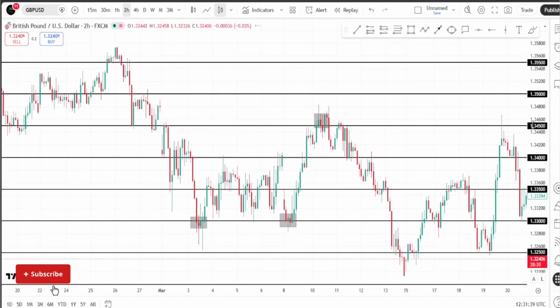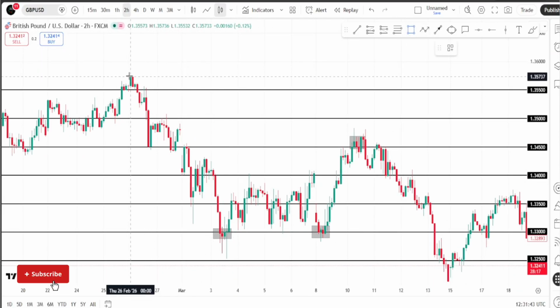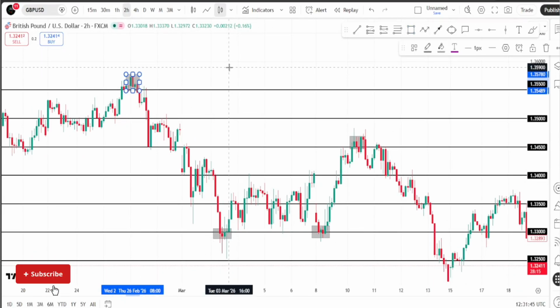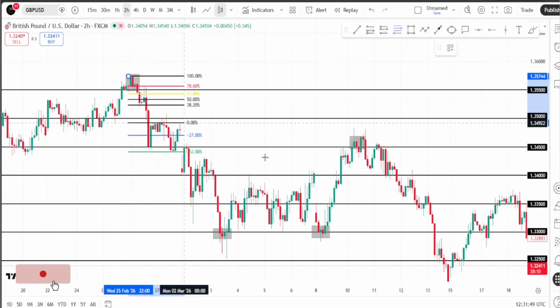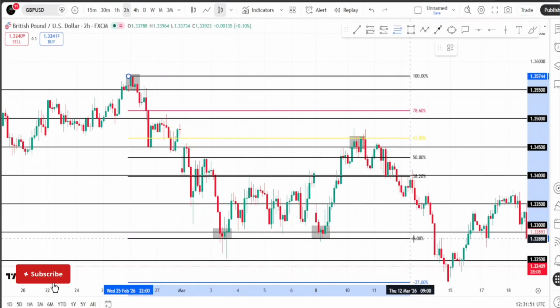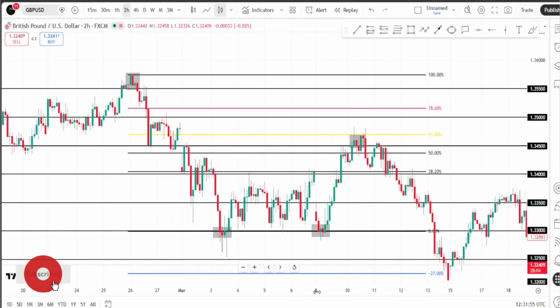What you need to do is find where price started the move from, in this case, it was here. Then you put your Fibonacci retracement there. I hope you guys know how to use it. Draw it to where price got to before the retracement. In this case, price got here.